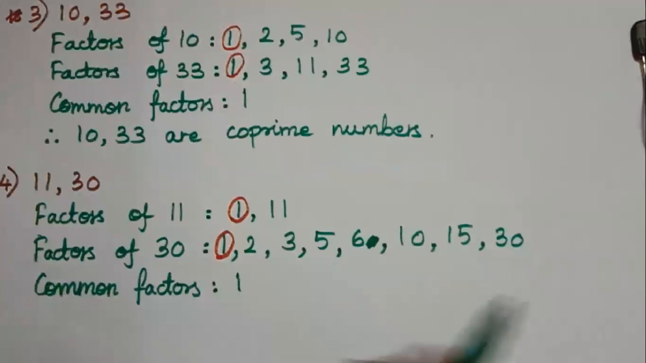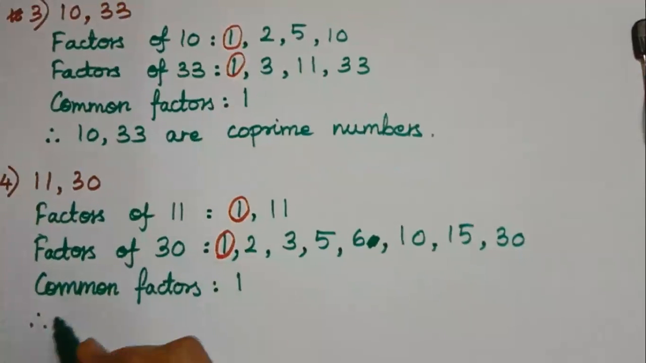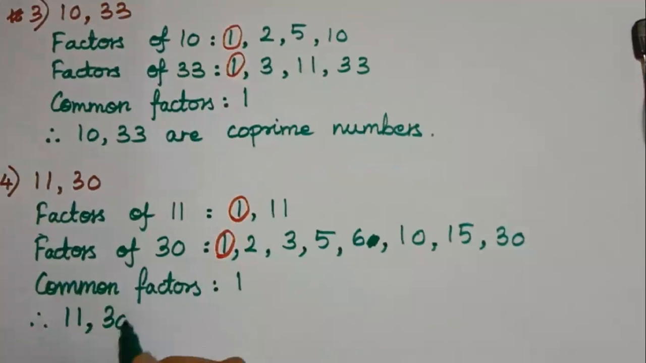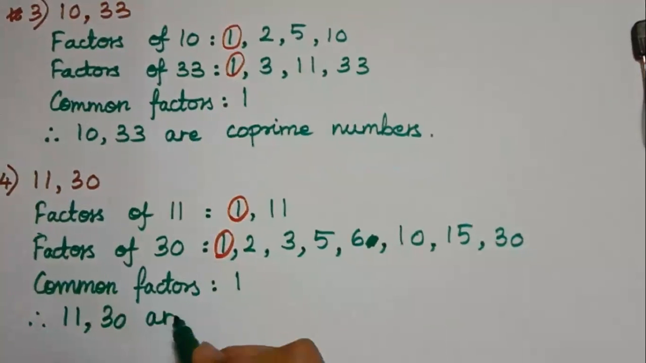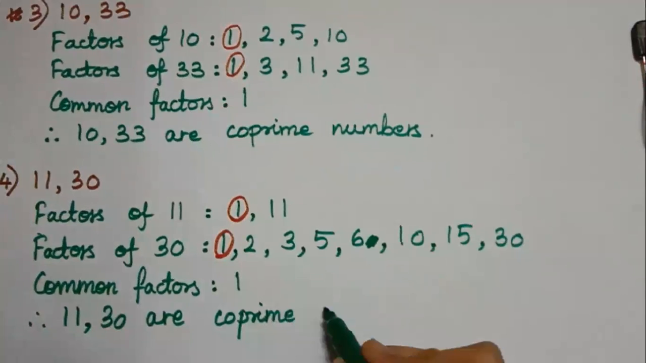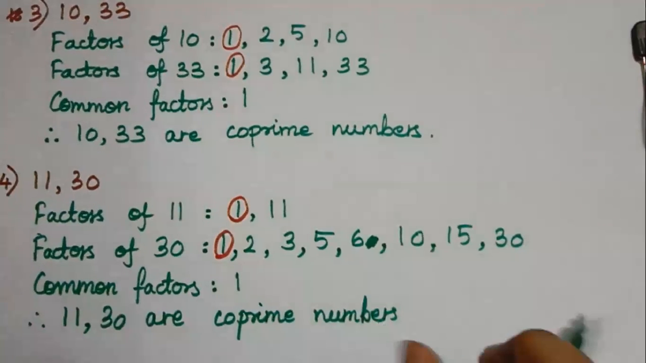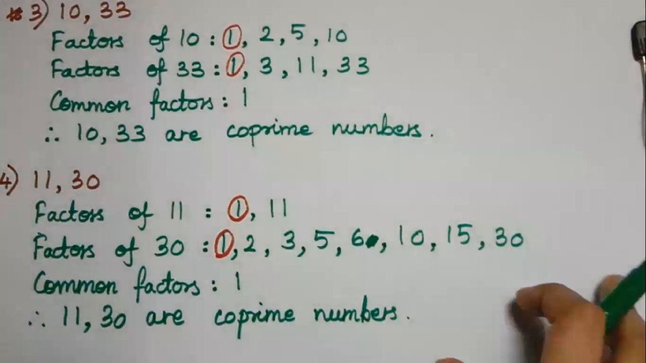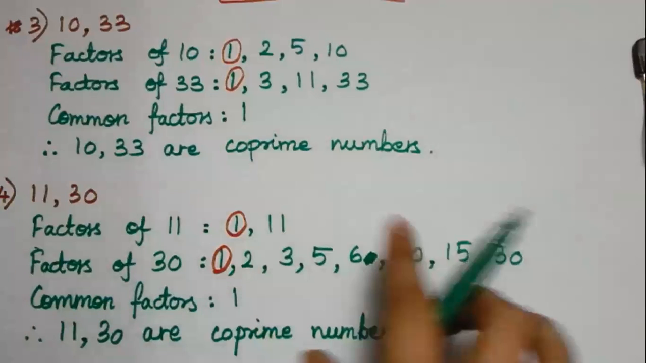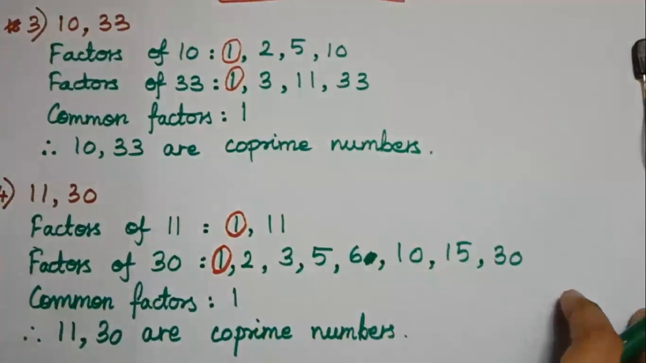And then finally we will write our last sentence, that is, therefore 11, 30 are co-prime numbers, the way we got our answer for the third sum. Okay, so the fourth sum is also having co-prime numbers. So this is the way you are going to solve the sums. Now we will do two more sums from this problem set.